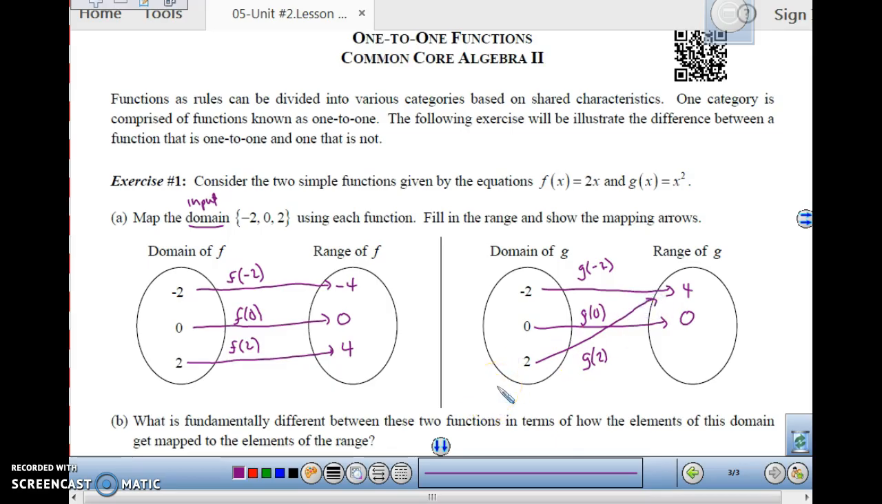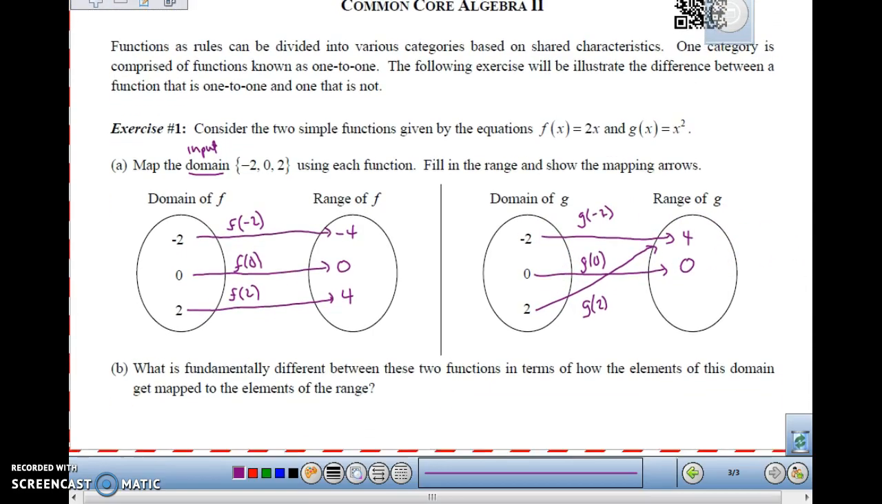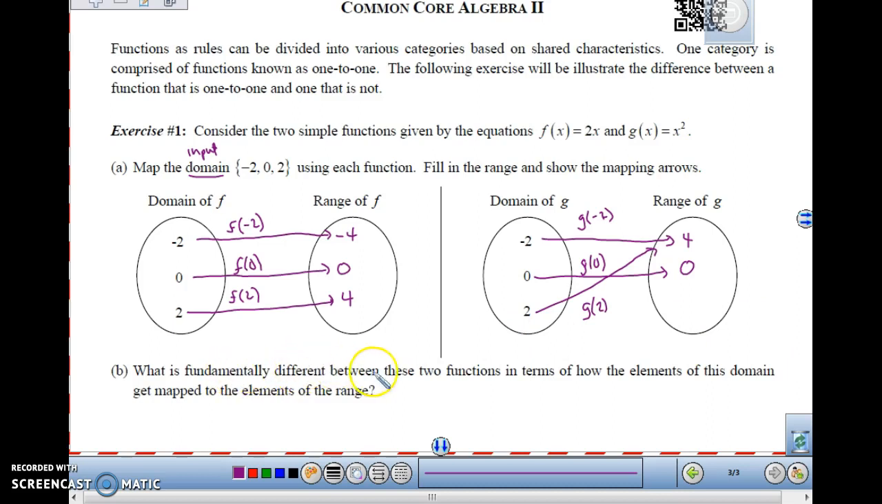Okay, so is this a function? First of all, are these both functions? Does every x have only one y? Yes, it does. Even though we're repeating the y, that's okay. It's just each x has its own y, and that's fine. Now, what is fundamentally different between these two functions in terms of how the elements of the domain get mapped to the elements of the range?